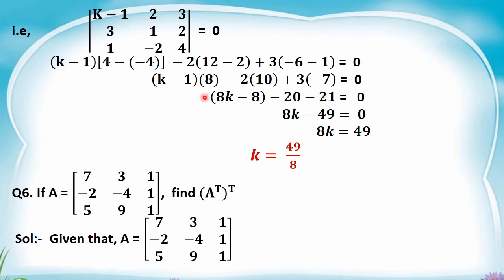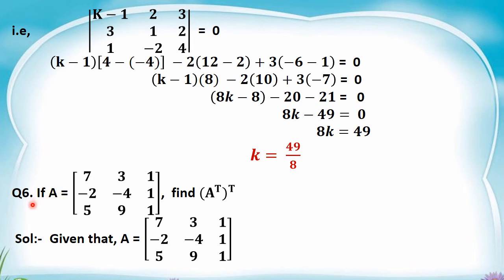Then 8K minus 8 minus 20 minus 21. So all these three terms we will add as they have the same sign. So minus 49 is equal to 0. So 8K is equal to 49 and K is equal to 49 upon 8. So we got the value of K here.